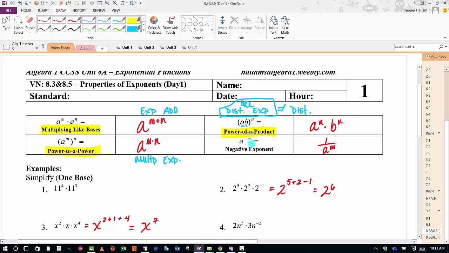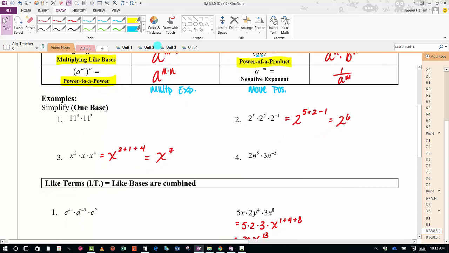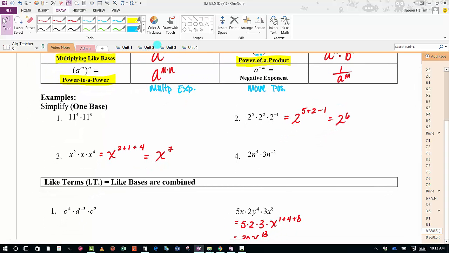And then of course, we've got the negative exponent, which means to move positions. That's a review from other notes that we did before. All right, so now that we've got our rules down, let's see them in action, because there's not a lot to talk about outside of seeing how they work.